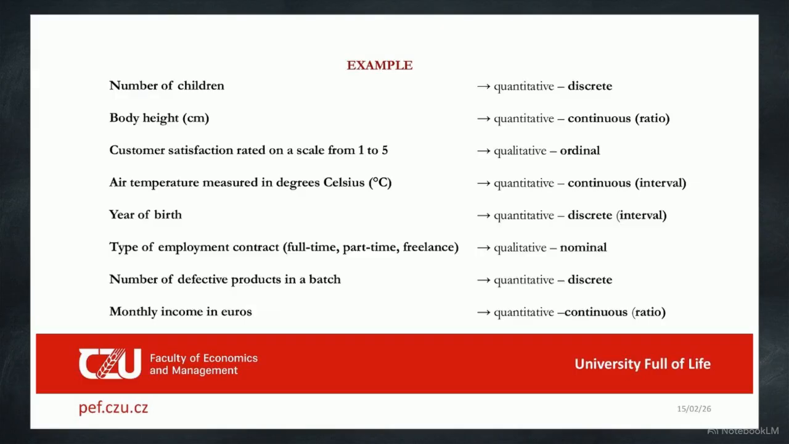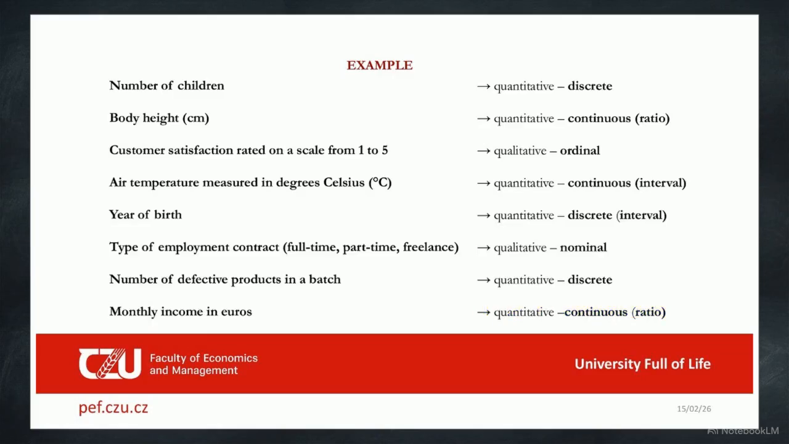This list of examples demonstrates the rules for measurement scales. Air temperature in Celsius is a continuous quantitative interval scale. The 0 point here is arbitrary. It does not represent an absolute absence of temperature. Conversely, monthly income in euros is a quantitative ratio scale. Here, differences and ratios are meaningful because 0 represents a true physical absence of money.